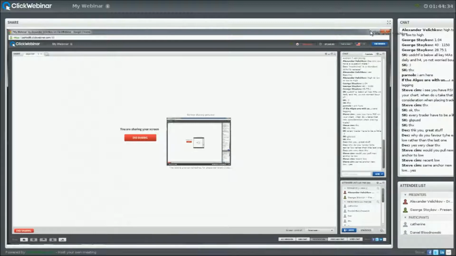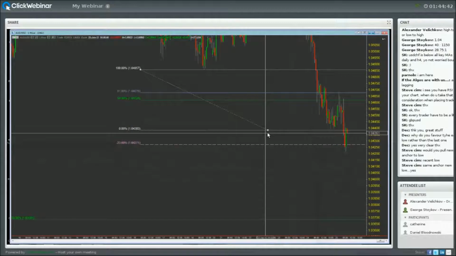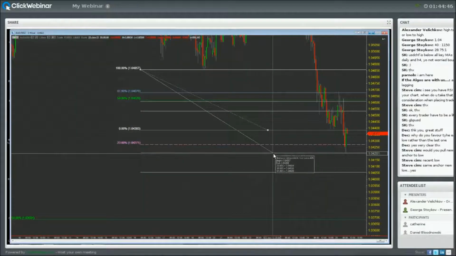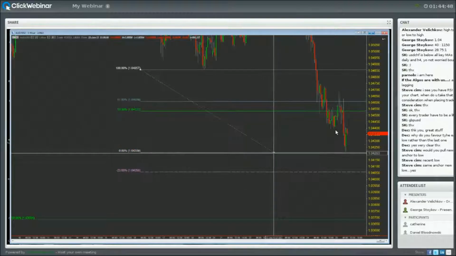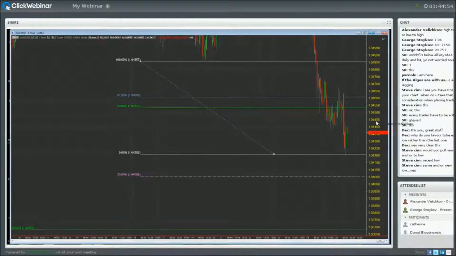Same anchor, new low in the Aussie. Yes, we would. This is basically an established resistance point right now in the Aussie. So once we have reached the target and we have not blown through it, we would expect to have resistance at the 0.4533, unless we go.